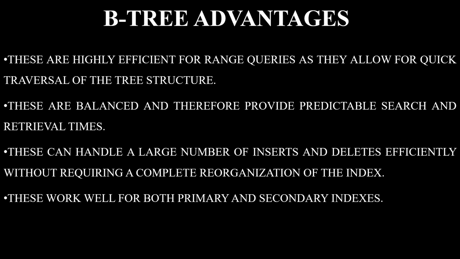B-tree advantages. These are highly efficient for range queries as they allow for quick traversal of the tree structure. These are balanced and therefore provide predictable search and retrieval times. This can handle a large number of inserts and deletes efficiently without requiring a complete reorganization of the index. This works well for both the primary index and the secondary index.